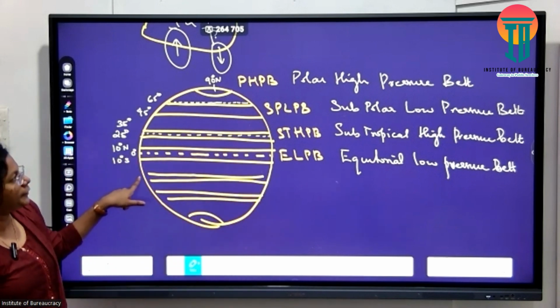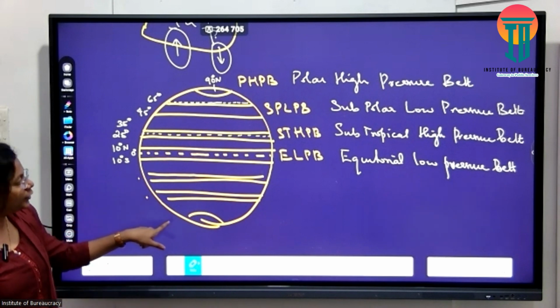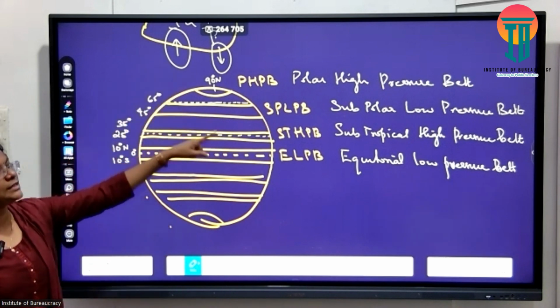This is your subtropical high pressure belt, subpolar low pressure belt, and polar high pressure belt. So how many pressure belts are there in total?